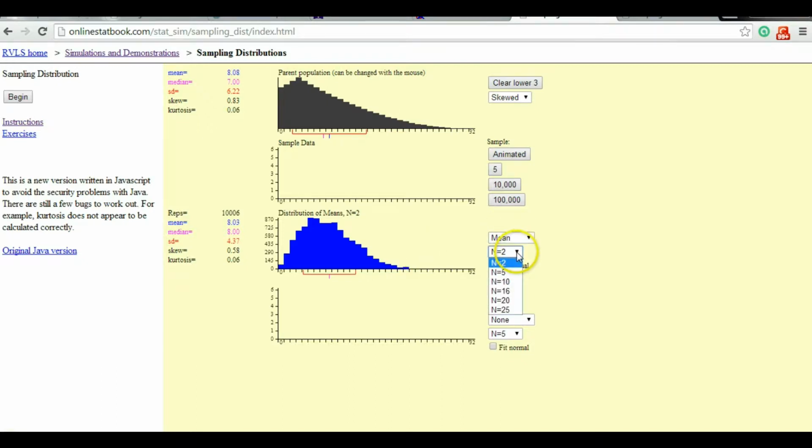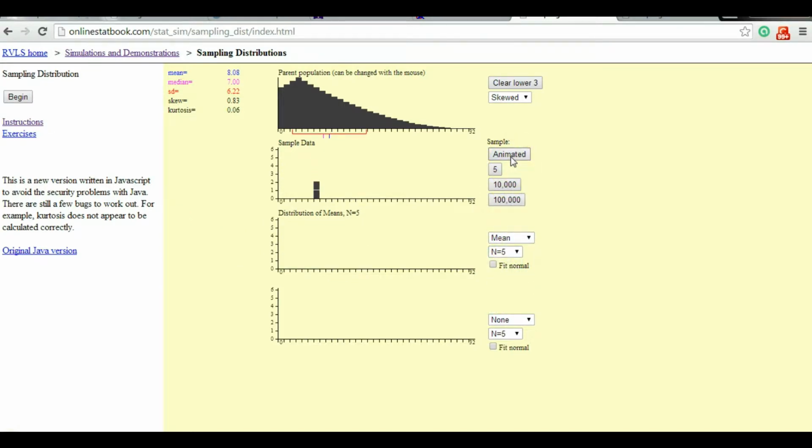All right, so let's go to samples of 5. All right, so there it is.